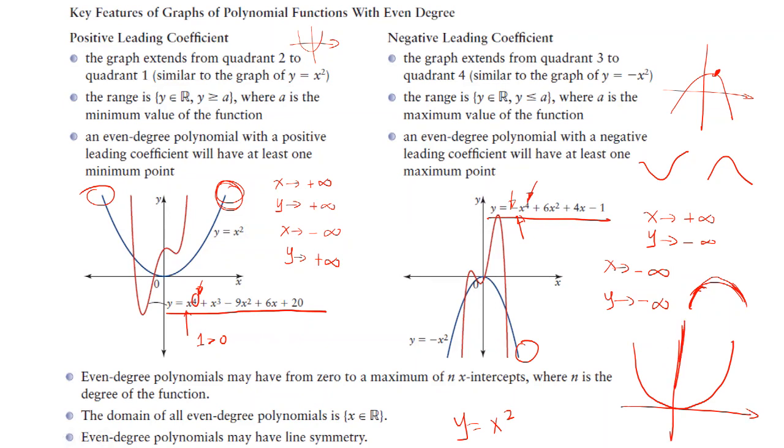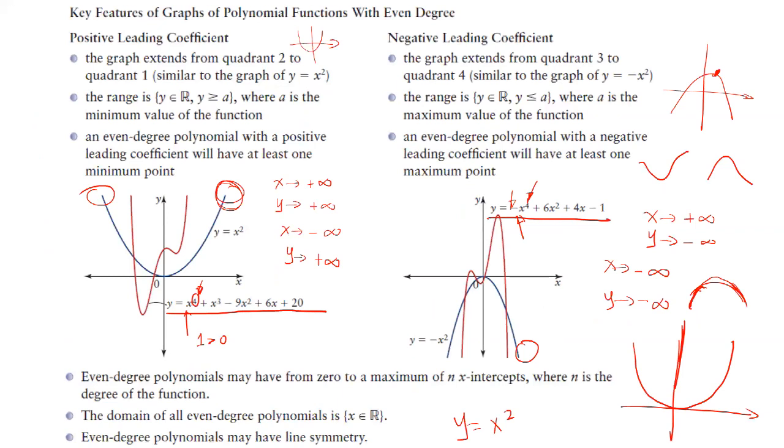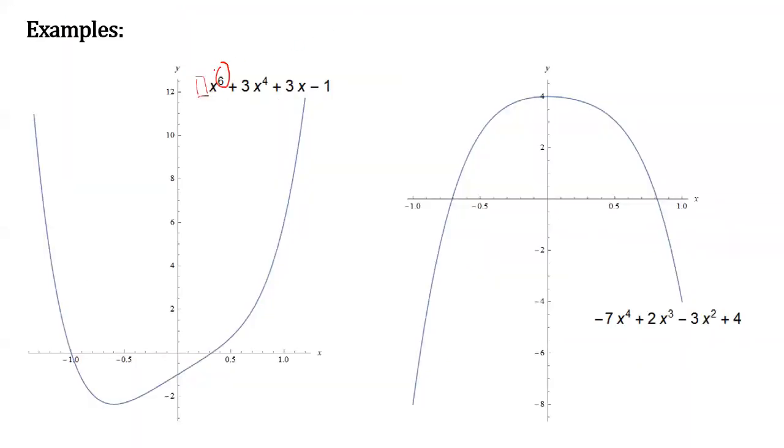Okay, let's have a look at two examples. So first example, as you can see here, the degree of the polynomial is 6, which is even, right? Leading coefficient here is 1, which is a positive number. So according to the features we have discussed, first, when the degree is even, the function will look like this or this, right? And when the leading coefficient is positive, the function will look like this, extending from the second to the first quadrant, right?